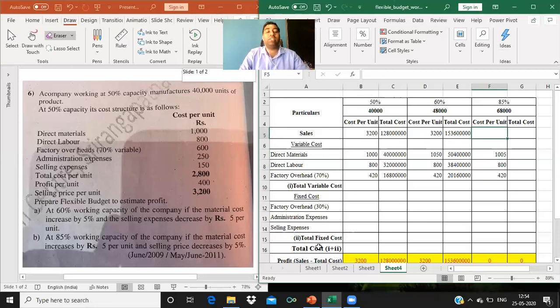You can see one more adjustment given here. Selling price decreases by 5%. 3200 was the selling price and it is going to reduce by 5%. So it will be 3200 into 0.95 because there is a discount of 5%. So we got 3040. Next, all these values are multiplied by 68,000 units.